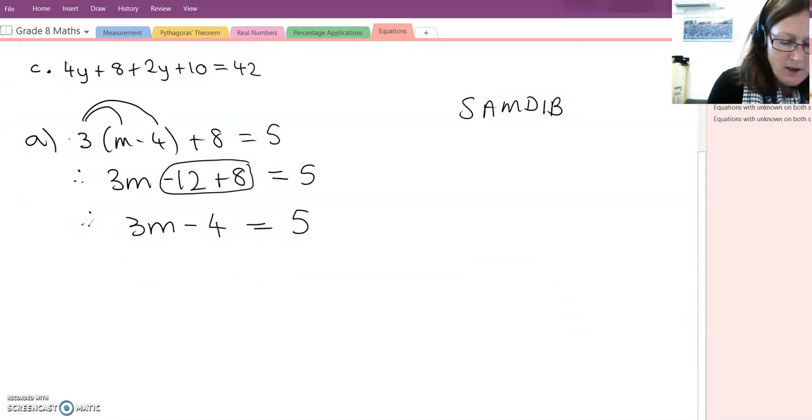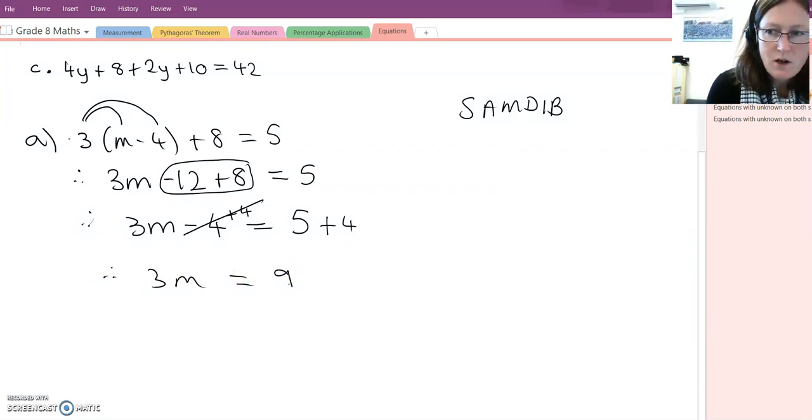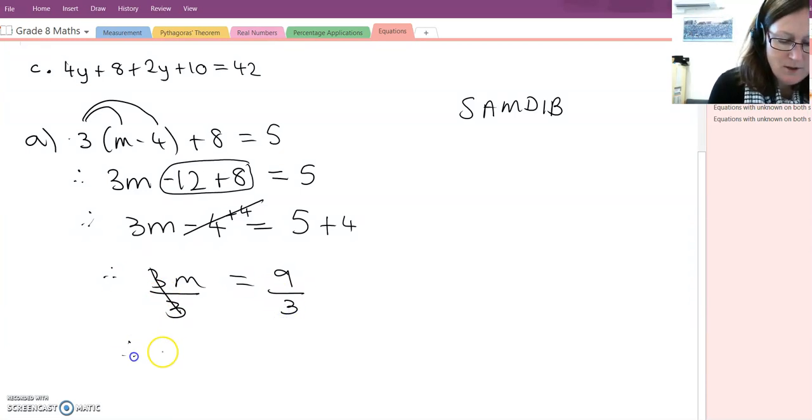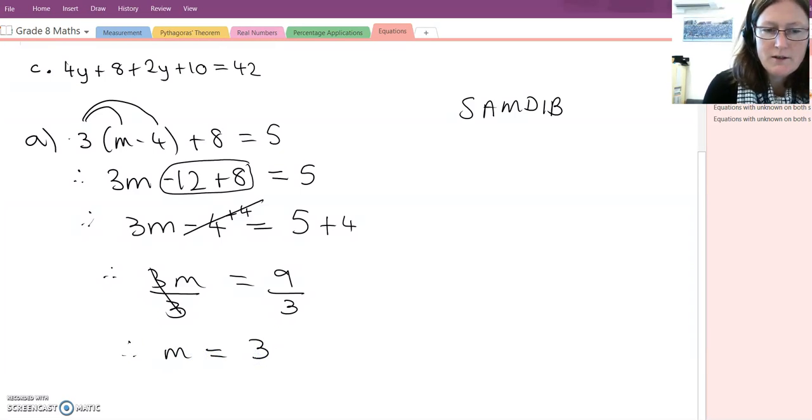Remembering my SAMDIB, which is the order that I undo things to get the pronumeral on its own. So I need to do addition and subtraction first. So I've got subtract 4. How do I undo that? By doing the opposite of adding 4, which means that cancels, and that's okay as long as I add 4 to the other side. So now I've got 3m is equal to 5 plus 4, which is 9. That's 3 times m. How do I undo the 3? The opposite of times is divide. That cancels, undoes the 3, so I need to divide this side by 3 as well. So now m is equal to 3, because 9 divided by 3 is 3.